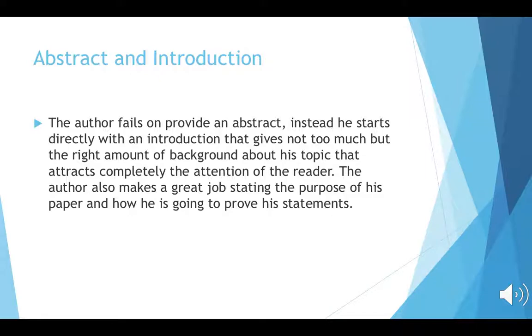For the abstract and introduction, usually a journal article is supposed to provide an abstract where the author will summarize his topic and his findings. This author fails on providing an abstract. However, he has an introduction which gives the perfect amount of information to leave the reader wanting to read more, and he also gives some sources that build trust between the reader and the author.